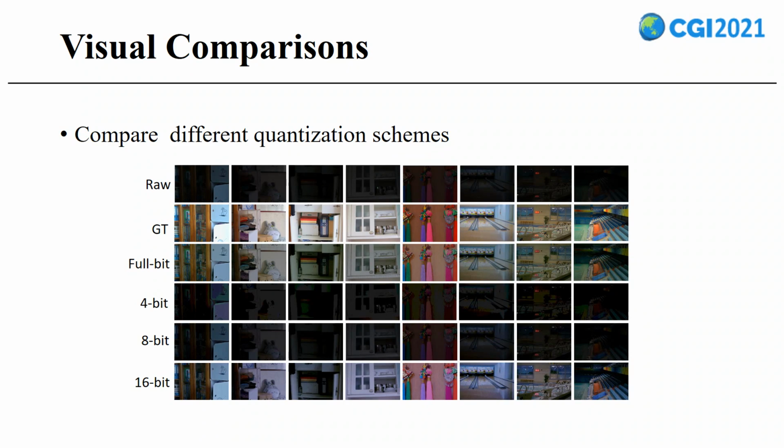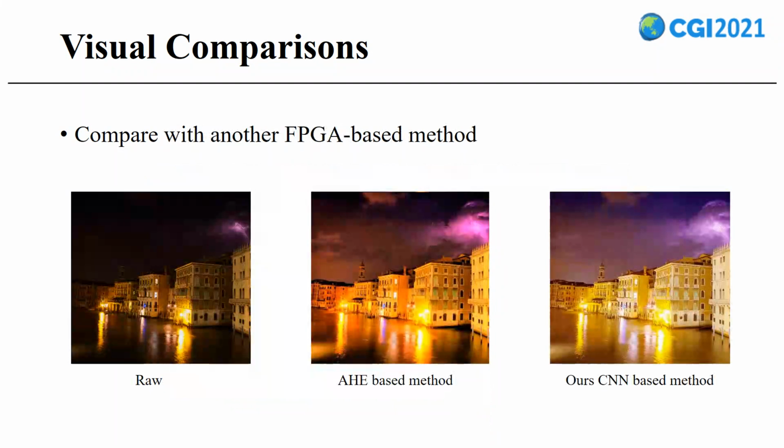We give a visual comparison of another state-of-the-art FPGA-based AHE method with the results of our 16-bit quantization scheme in the figure below. By implementing CNN-based methods, we achieved better effects in brightness, color reproduction, and realism.